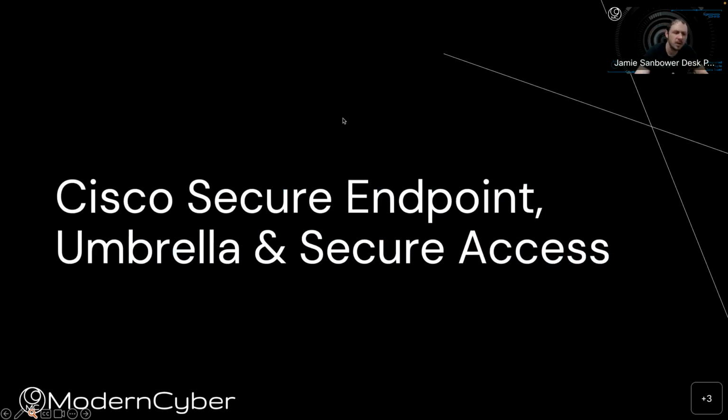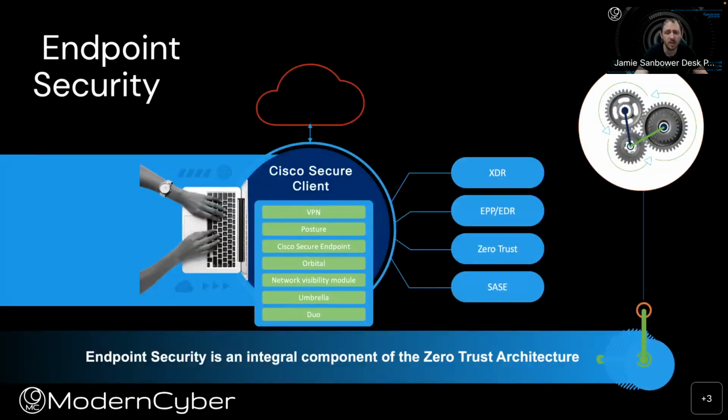A couple additional, I'm not going to spend a huge amount of time on Secure Endpoint, Umbrella, or Secure Access, but I think it's important to call out what I mentioned earlier again. Cisco has done a lot of work around providing a single agent that can help enable VPN access, posture assessment for VPN or for Identity Services Engine, and Cisco Secure Endpoint, which is the anti-malware, anti-virus solution that can also do things like exploit prevention, endpoint detection and response, and an endpoint protection platform.